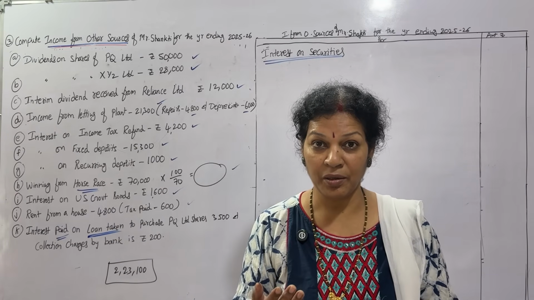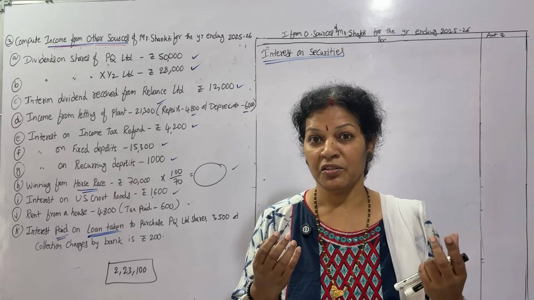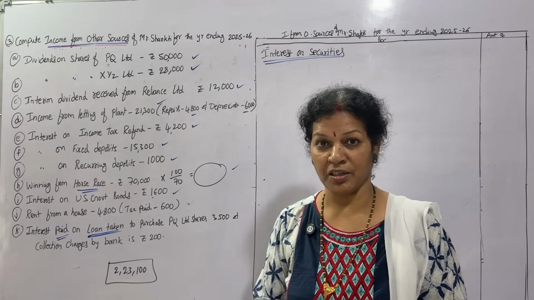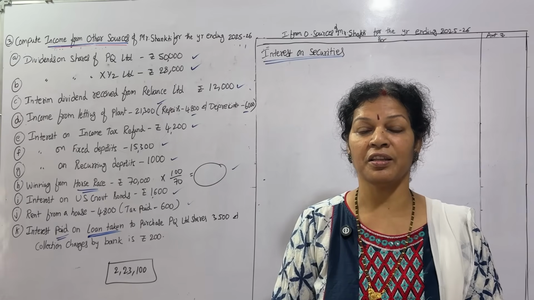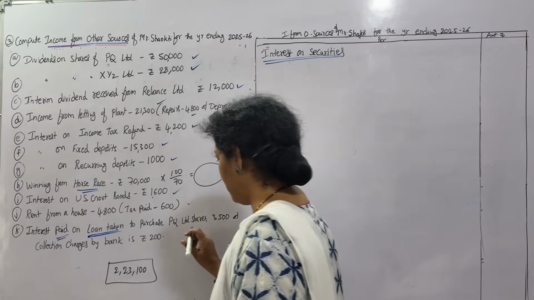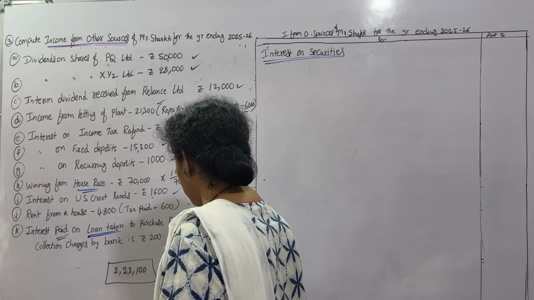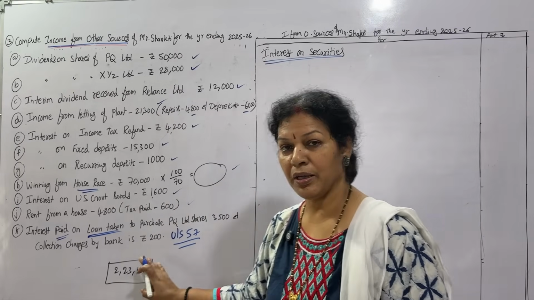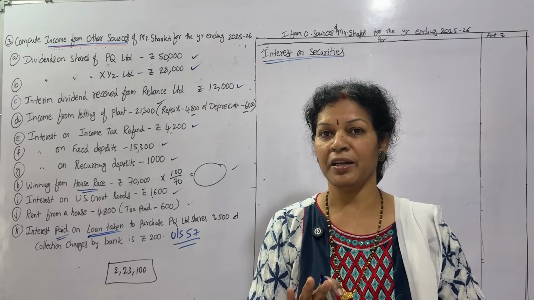Whenever you are taking any loan to purchase shares, and for that any kind of charges like this are there, that will be considered under section 57. Under section 57 we give the exemption for both 3,500 and 200. That is the end of the problem.